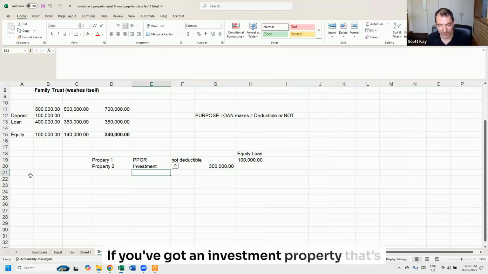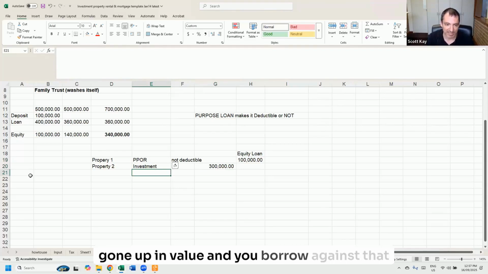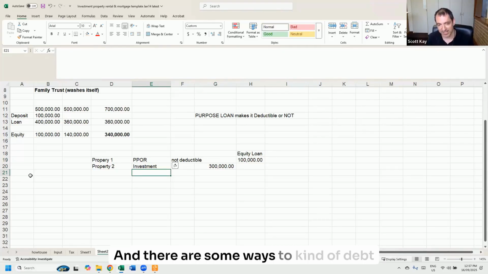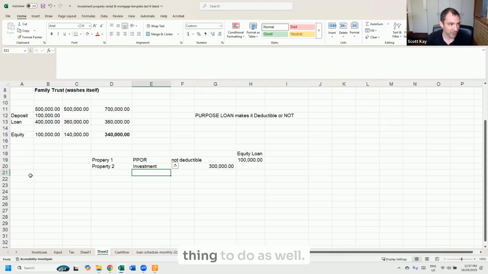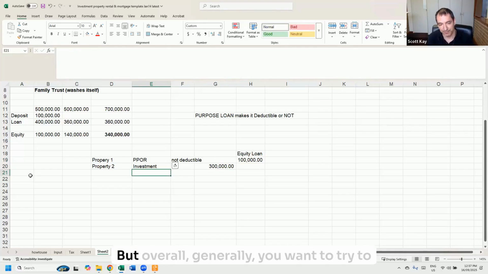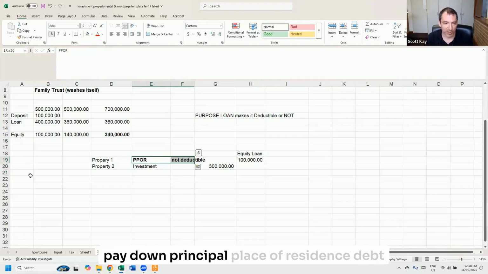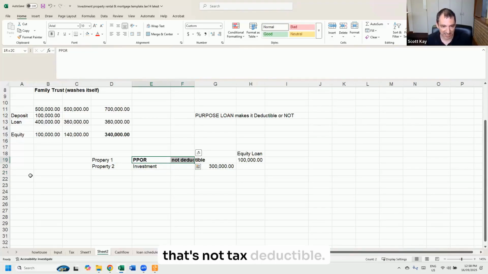And obviously it goes in reverse. If you've got an investment property that's gone up in value and you borrow against that to buy your principal place of residence, then that loan is not going to be deductible. There are some ways to debt recycle, and that's a great thing to do as well. But overall, generally, you want to try to pay down principal place of residence debt that's not tax deductible.